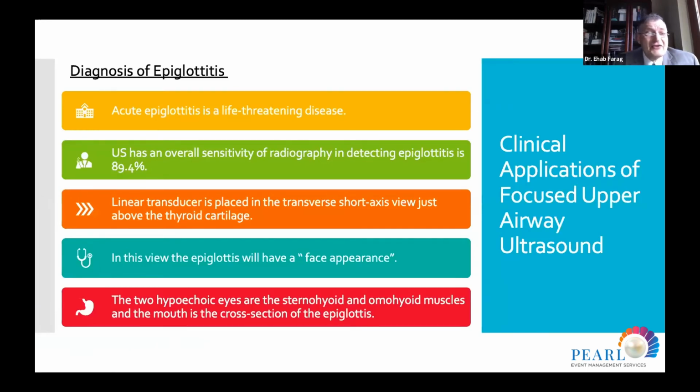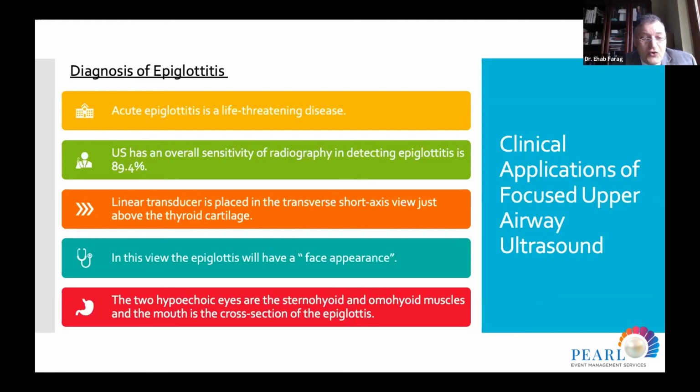Lastly, I'm going to speak about diagnosis of epiglottitis. Acute epiglottitis is a life-threatening disease. The overall sensitivity of ultrasound compared to radiography in detecting epiglottitis is 89.4%. The linear transducer is placed in the transverse short axis view in between the hyoid bone and the thyroid cartilage, or above the thyroid cartilage if you would like an easier way. In this view, the epiglottis will have a face appearance as we mentioned before.